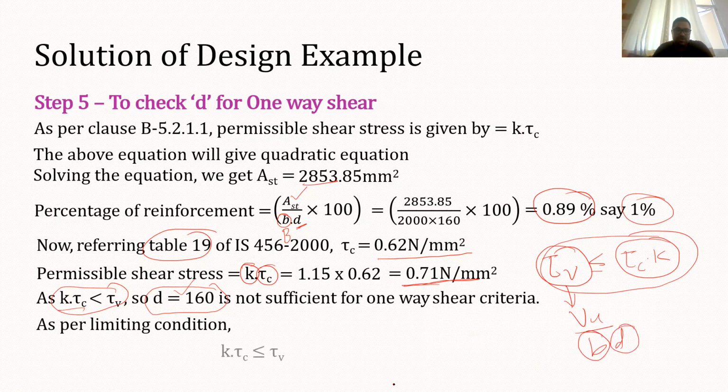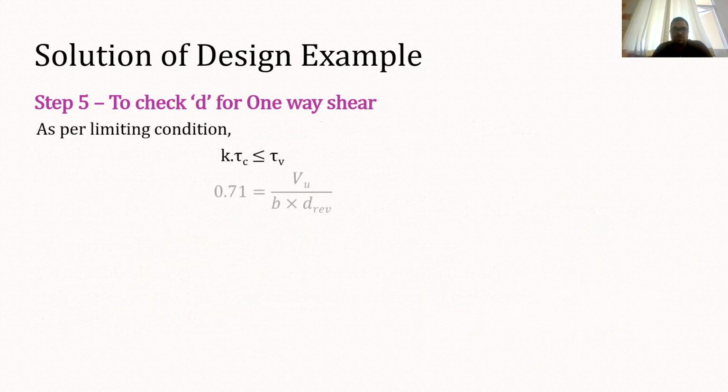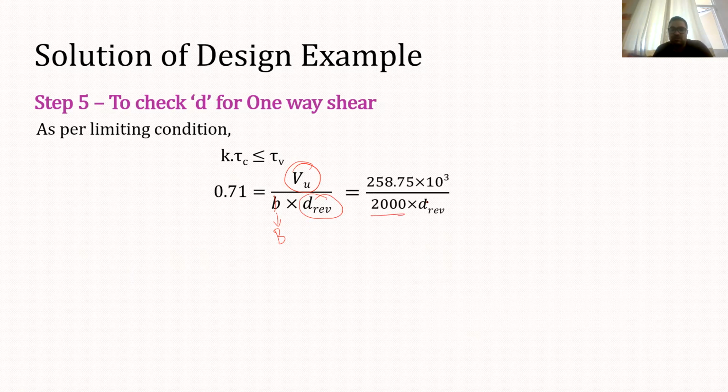So limiting condition is tau V should be less than or equal to K into tau C. And now elaborating it, tau V is VU upon BD. B here will be again capital B, and D is considered as D revised. So here we know the value of VU, we know the value of B as 2000. The only thing which we have to find out is D revised. So this is the RHS, this is the LHS. So calculating it, we get the D revised as 182.20.